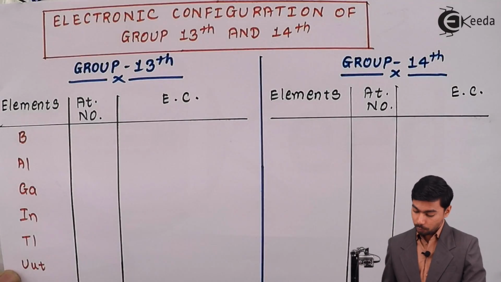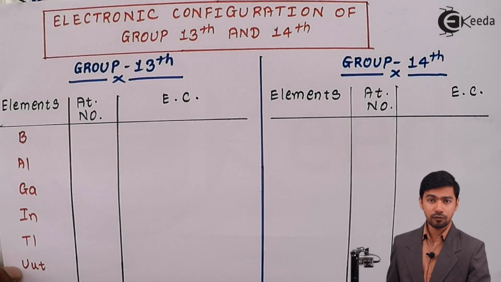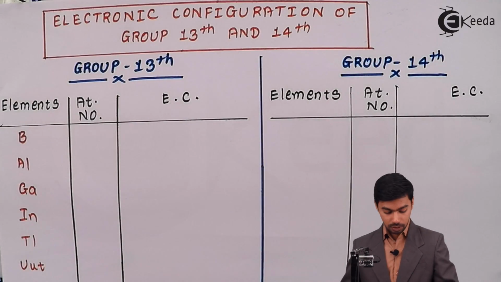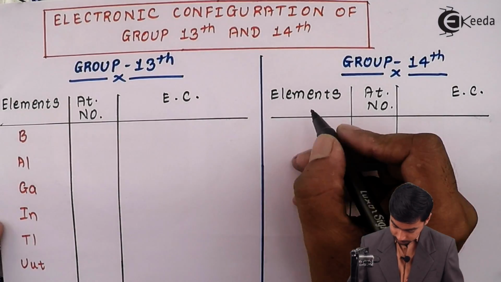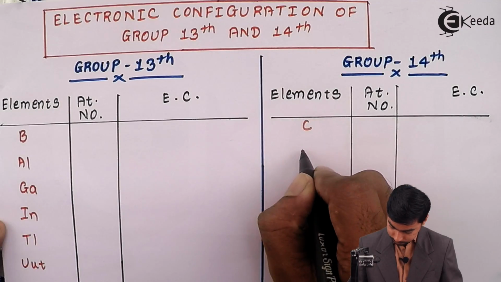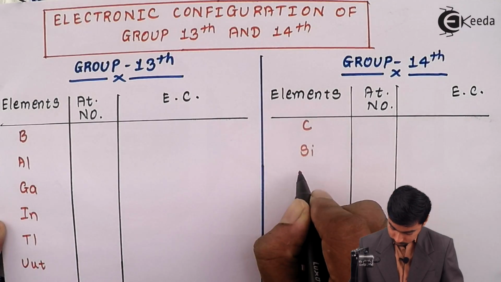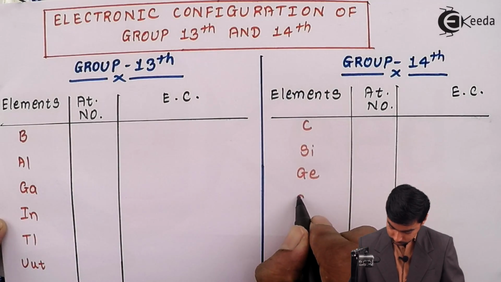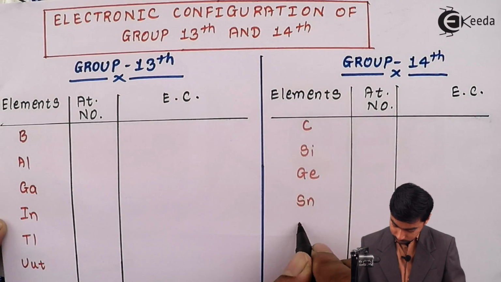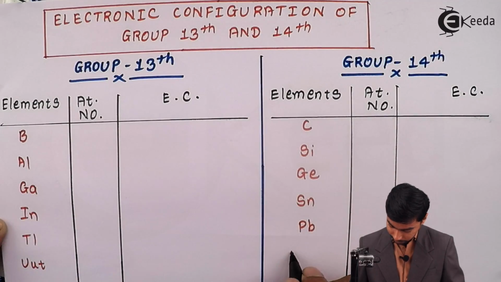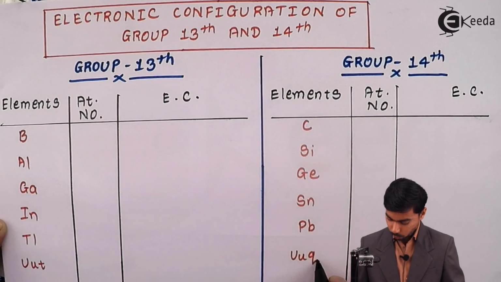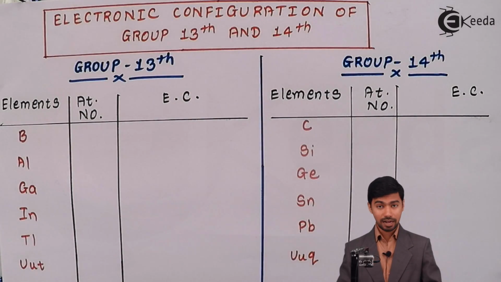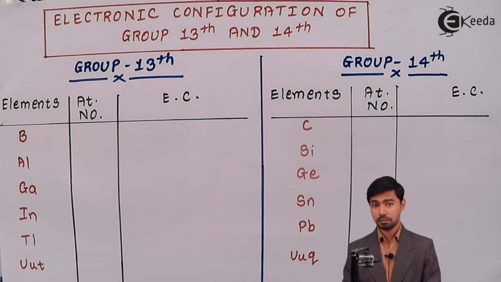Like that, how many elements are there in group number 14? Again, same, the 6 elements are there in group number 14, which are, let us see, carbon, silicon, germanium, tin, lead, and ununquadium. These are the 6 elements in group number 14, and these are the 6 elements in group number 13.